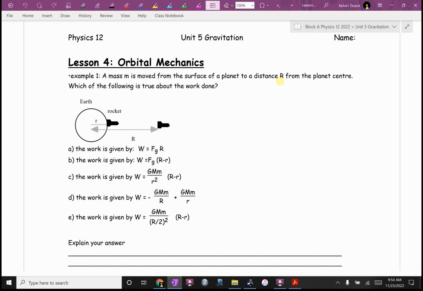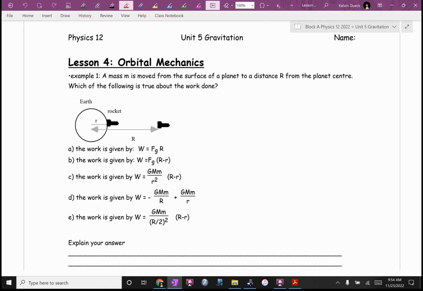So, a mass little m, a rocket ship let's say, is moved from the surface of a planet to a distance big R from the center, like this picture. Which of the following is true about the work done? First thing, look at the picture. Are we in a stable orbit or not?